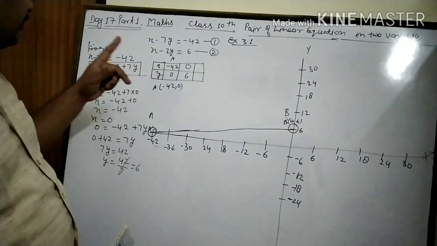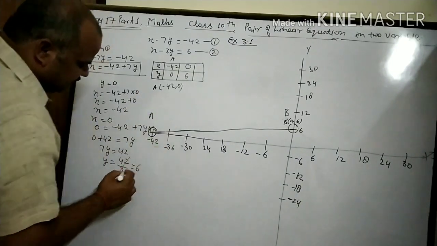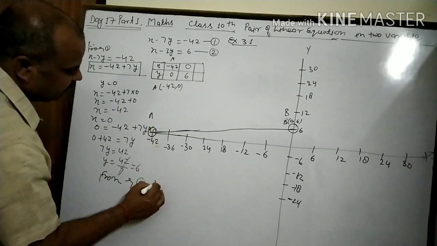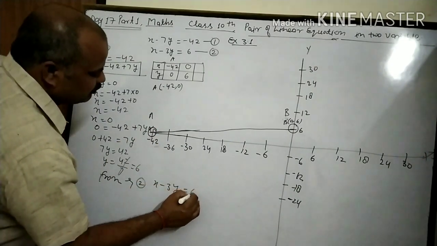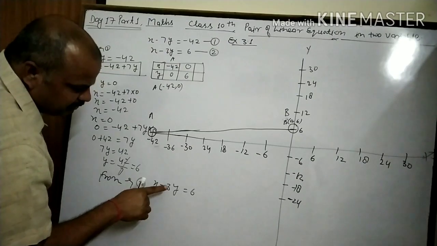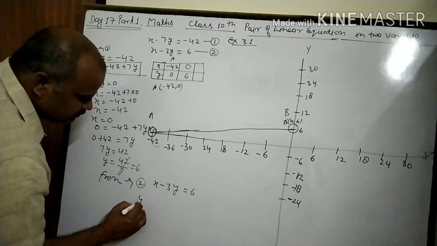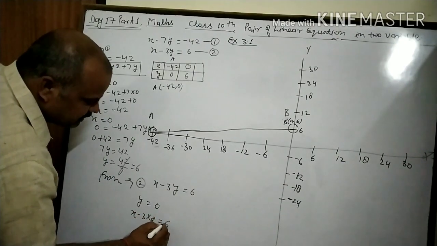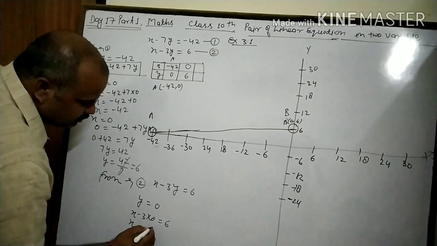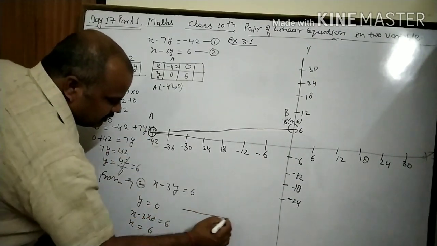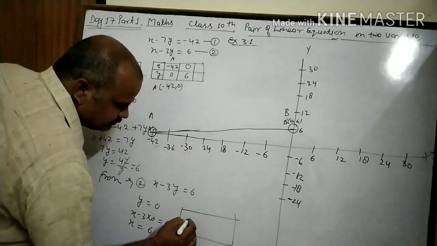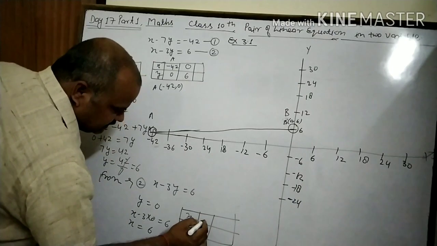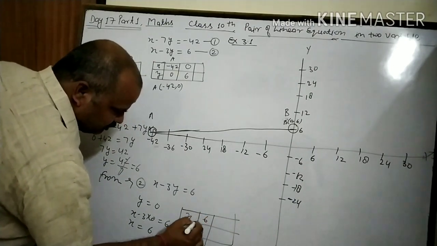Then after, from equation 2, here you can write x minus 3y is equal to 6. Then first you can put y is equal to 0. Then x minus 3 into 0 is equal to 6. Then x is equal to 6. Here if y is equal to 0, then x is equal to 6.